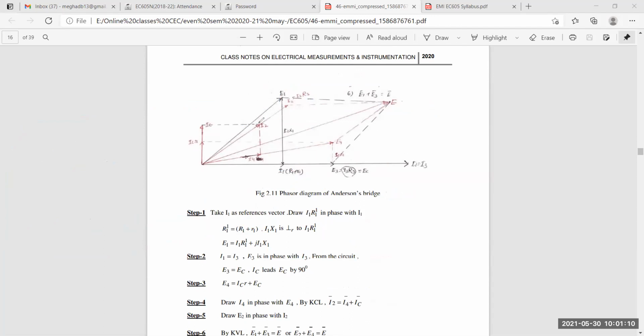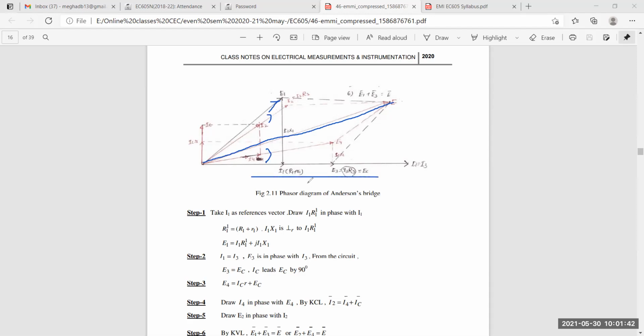In this phasor diagram, you will see again a right angle triangle has been drawn. First of all, you need to know what E is. E is the resultant. So the resultant is this one. Another thing you need to know, this is my E1. This is my I2. This is my I4.